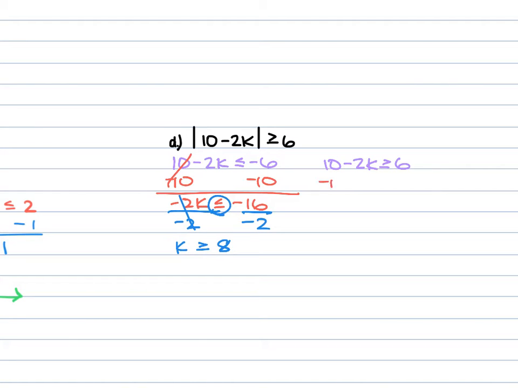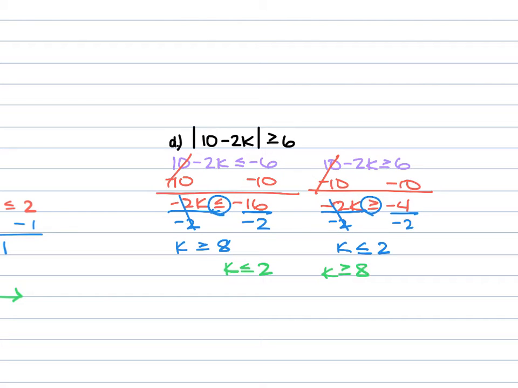For the other inequality, we're going to subtract 10 from each side. We have negative 2k is greater than or equal to negative 4. We divide each side by that negative 2, and once again, since we're dividing by a negative, we switch the sign, so k is less than or equal to positive 2. We are going to rewrite these to where the 2 comes before the 8. Our signs point away from each other, so this is an or statement.